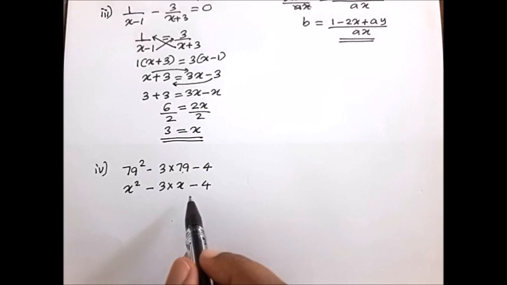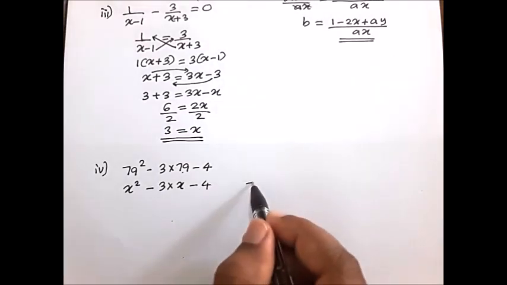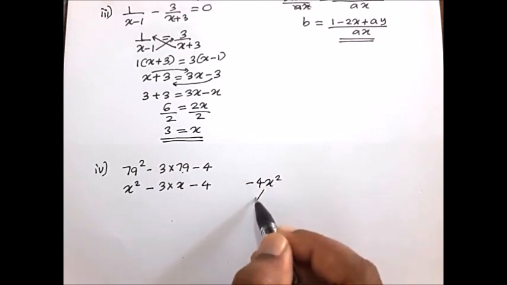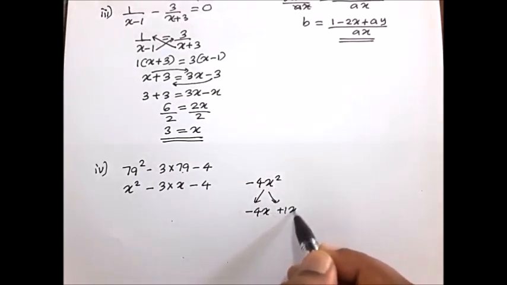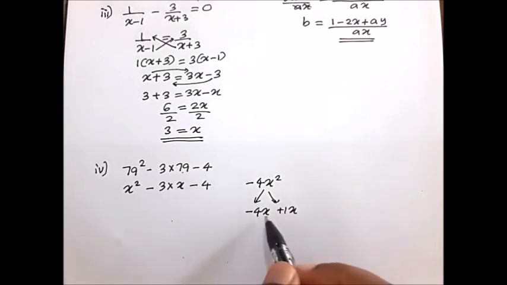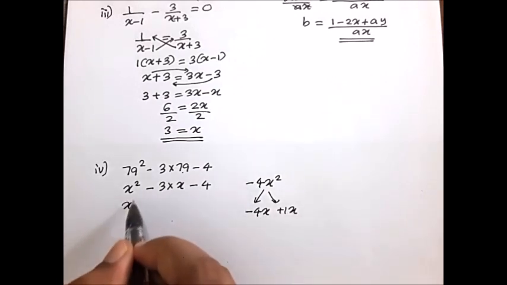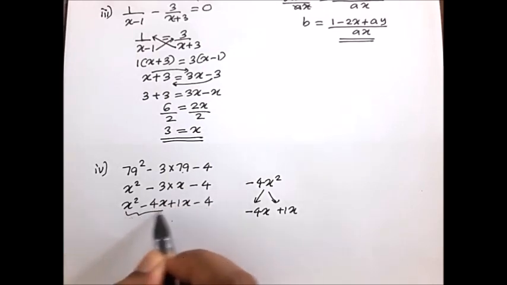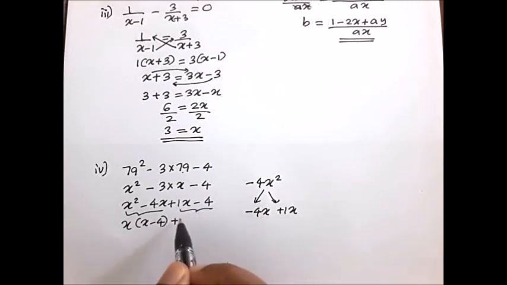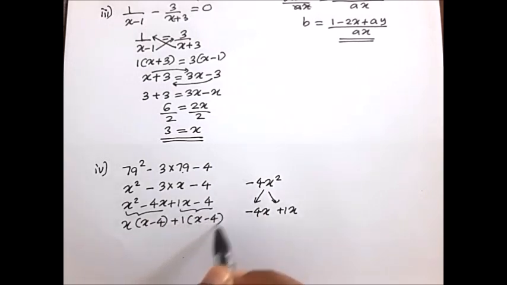How can you factorize this one? Multiply the first term and the last term, minus 4x to the power 2. Separate into two terms. The two terms are minus 4x and plus 1x. Instead of 3x, write minus 4x and plus 1x. Take common terms out. X common, x minus 4. Here common term 1, x minus 4. Factors are x minus 4 and x plus 1.